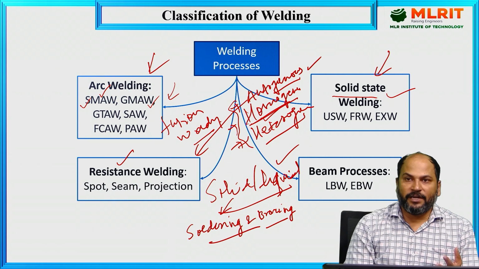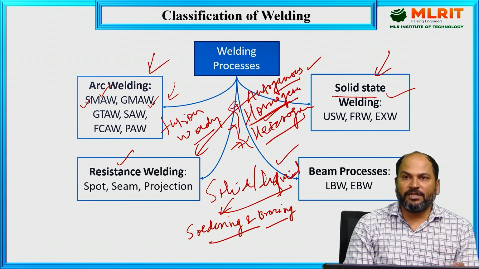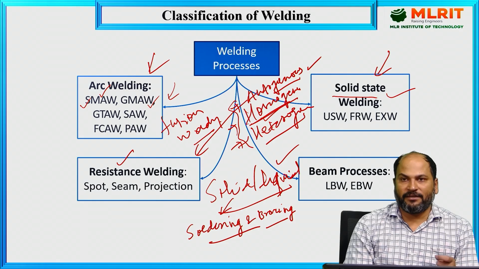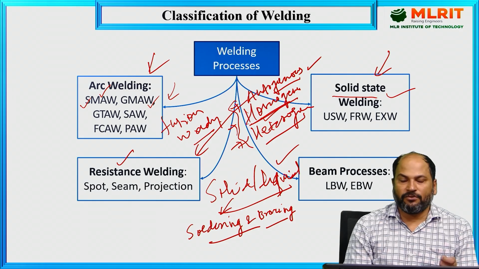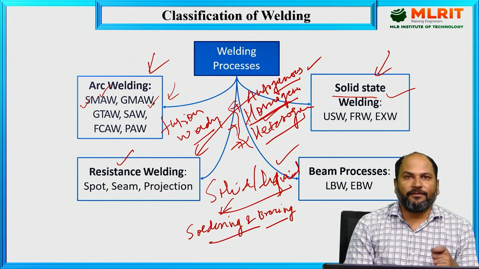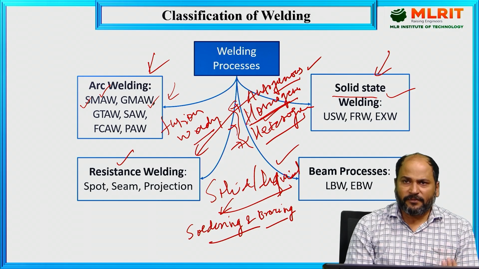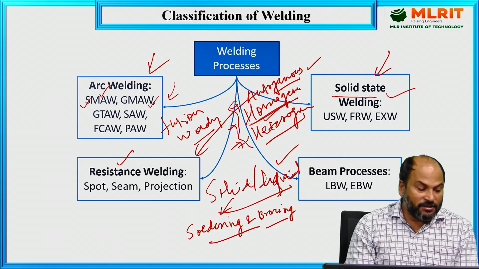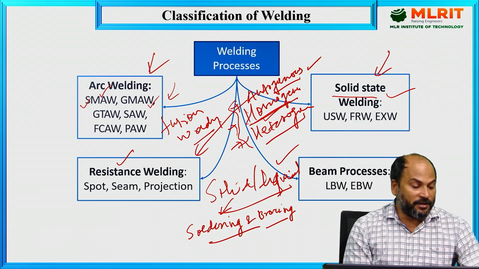If we are not using filler, then it will be autogeneous. If we are using filler and the nature of the filler is the same as the parent metal, then it is known as homogeneous. And if the filler nature is different from the parent metal, then it is known as heterogeneous. Okay, so this is another way of classification of welding processes.